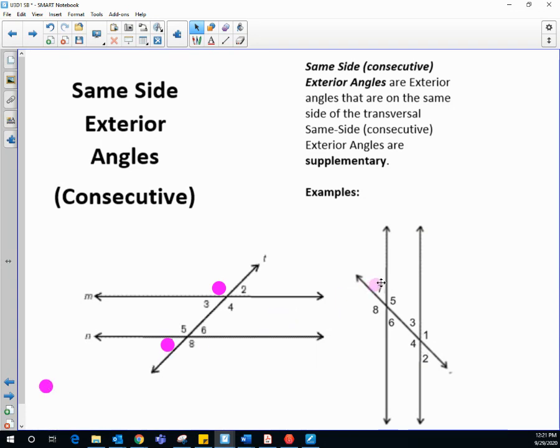If I turn the figure, I start there, I need to be on the exterior, on the same side of the transversal, and I need another angle on the exterior. Those are same side exterior angles. So again, in your notebook, you find another set of same side exterior angles.